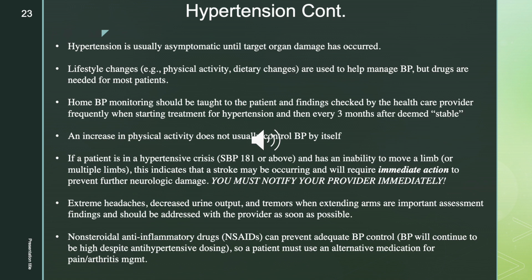Cool. If a patient is in a hypertensive crisis, which is systolic blood pressure of 181 or above, and has an inability to move a limb or multiple limbs, this is probably a stroke. So if a person can't move and their pressure is that high, we have a problem. They need immediate action. They need to prevent further neurological damage and ischemia. You must notify your provider that second. If they cannot move one side of their body, that's more than likely what we're dealing with, especially if they have these nasty high pressures.